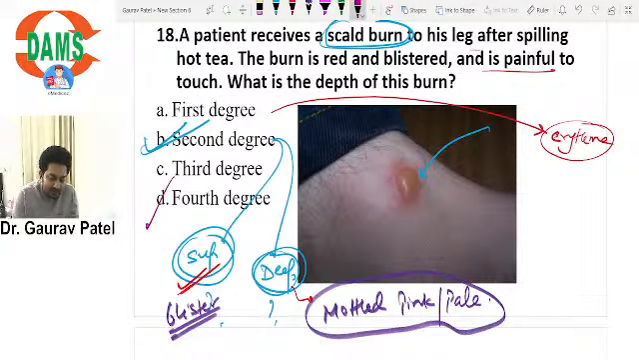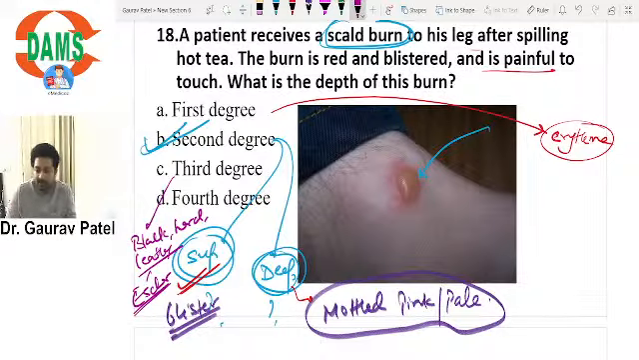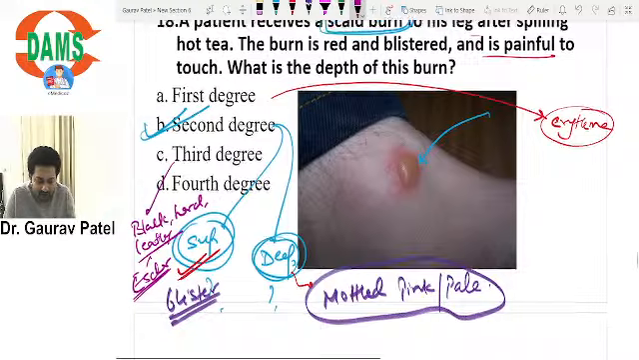And in third degree, the skin appears black, hard, leathery, that is eschar. In fourth degree, the skin is totally gone. You have gone beyond the skin, maybe in the muscle, maybe in the bone. Yes, correct, Subhash. Third degree is painless. Yes, confident about the burn degrees, depth of burn. Yes, very nice. So, answer here is second degree.